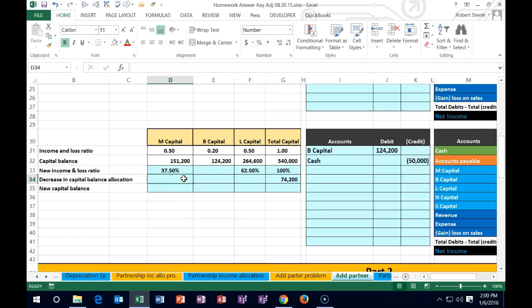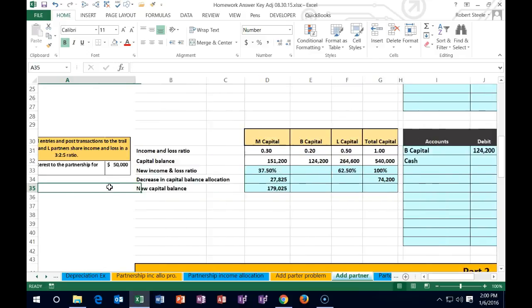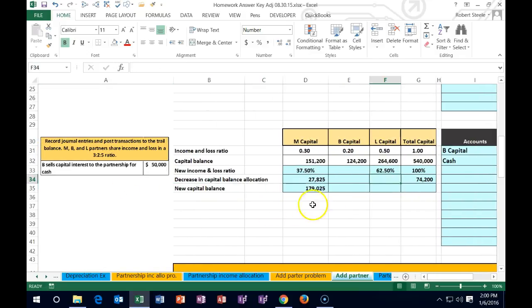So let's do that with our formulas. This equals the 74.2 times the 37.5%. And that means that we're going to have 27,825 increasing the capital account here. So in this case, we started with 151.2 in the capital account plus the 27,825. We're going to increase M's capital account. So at the end of the day, M, this will go up from here to here. That's the idea.